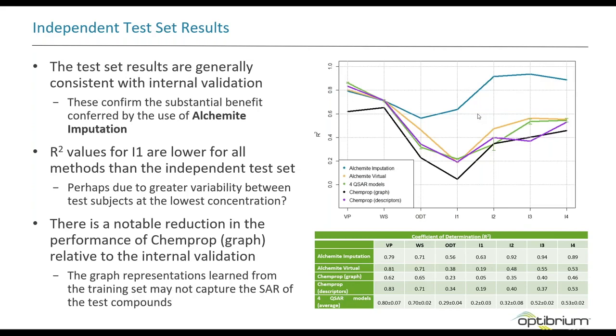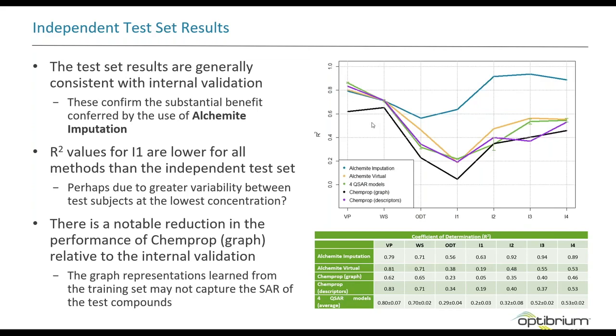predicting such endpoints. It's also worth noting that the ChemProp graph-based method had deteriorated in performance in comparison to the validation set, which reflects that the representation learned by the ChemProp method from the training set did not capture the structure activity relationship of test compounds. So it was not able to extrapolate to the chemical space of test compounds.